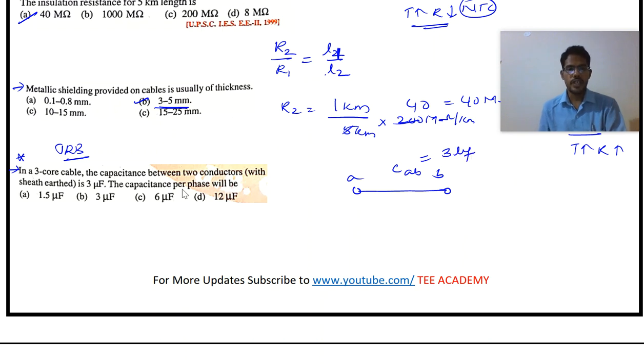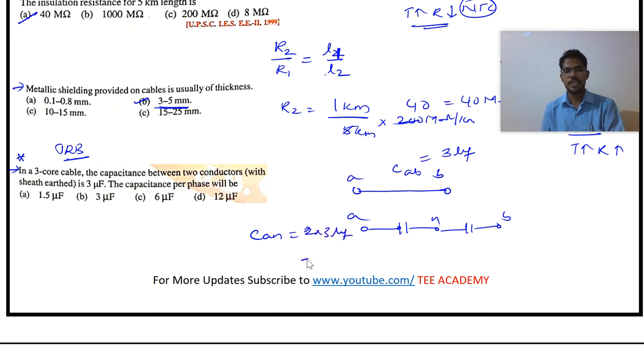Now we need to find the capacitance per phase. That means we'll split this capacitance into two parts like this, and I want CAN. When we consider CAB is 3 microfarads, what about the CAN? It is going to be 2 times that of it. So 3 microfarads becomes 6 microfarads.